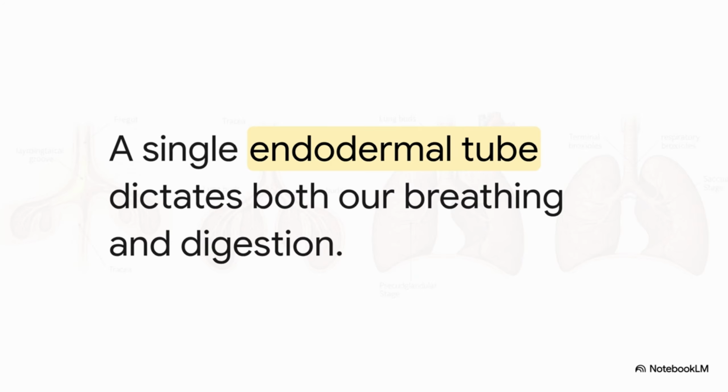As we wrap up this explainer, I just want you to step back for a second and marvel at this foregut connection. It is honestly kind of wild to think that both our ability to breathe and our ability to digest food originate from the exact same primitive endodermal tube. Mastering this shared embryological origin isn't just about memorizing weeks and germ layers for a test, it is the master key.